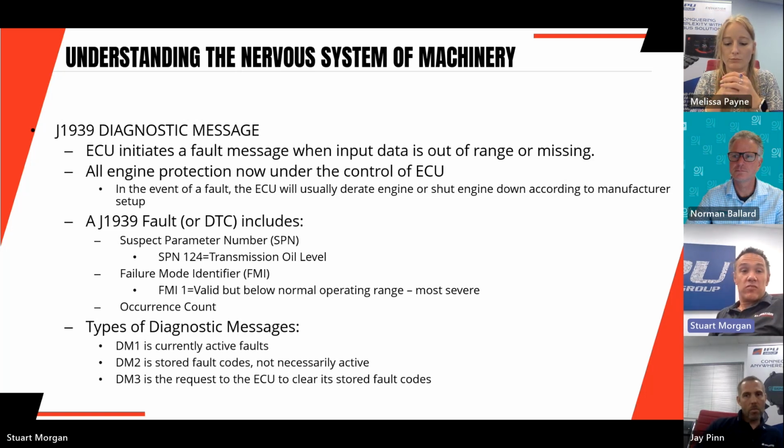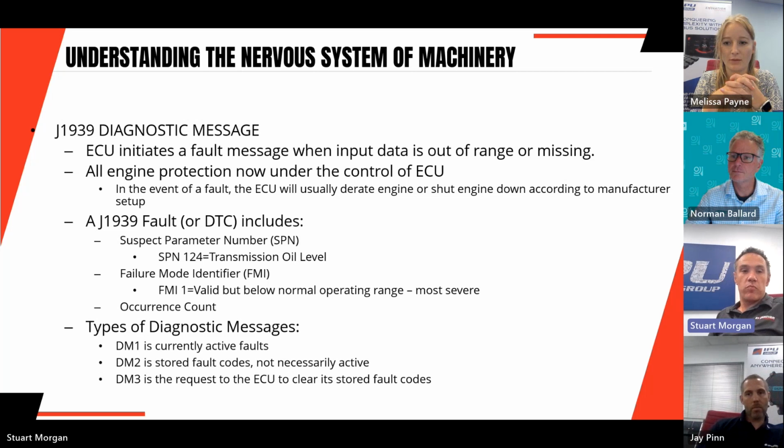Basically, the code consists of an SPN number, which tells you what is wrong. The example I've given there is SPN 124, which is a transmission oil level, but there are others. There's SPN 100, which is pressure, and SPN 110, which is standard oil pressure.